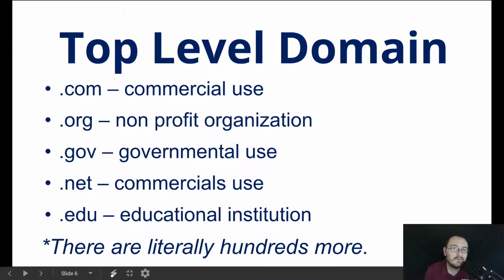Usually it's nonprofit organizations. So for example, Utah Military Academy.org, it's because we're nonprofit. All right. You can use .gov if you're a government agency, .net if you are commercial use, but you're stuck in 1995, or .edu if you're an educational institution. And there are plenty more. There are tons more. There's one for each state, so like .ut for Utah.